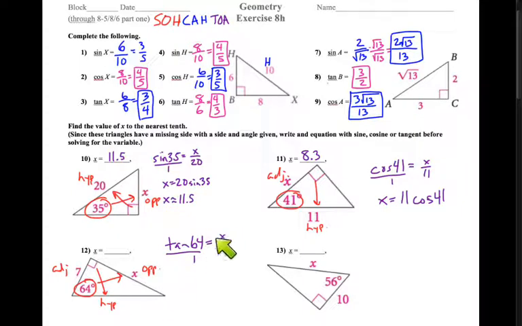Because x is on the top, when I cross multiply, I get x times 1 is equal to 7 times the tangent of 64. Type that in your calculator. There's your answer. Here we go. Number 56.